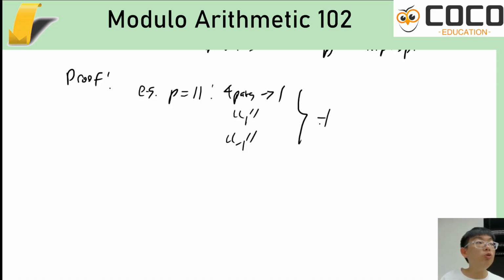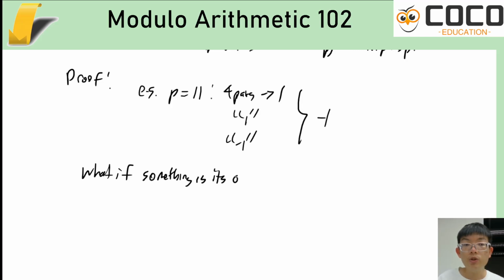But how do I know whether some of them are going to pair up with themselves? That's the only trouble, right? Because if they all pair up except 1 and minus 1, I am done. But what if some of them pair with themselves? Is its own inverse.